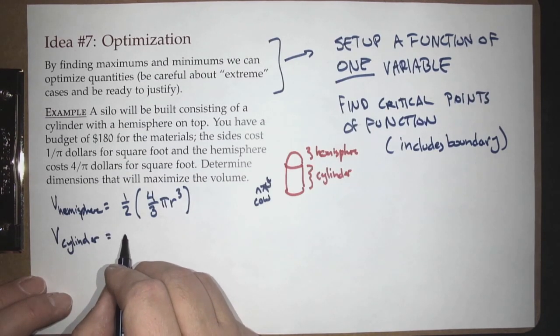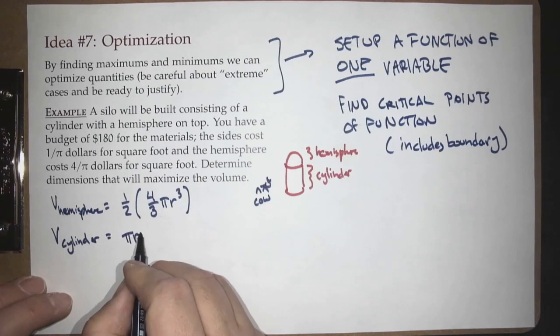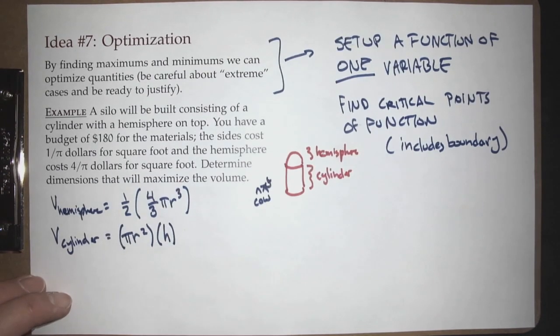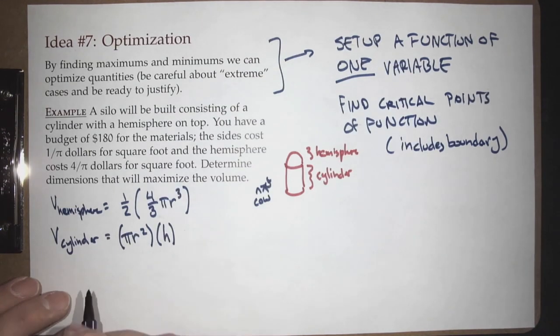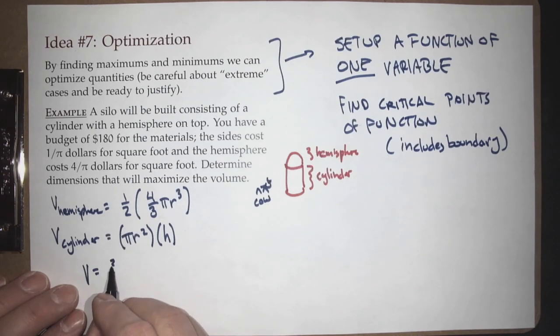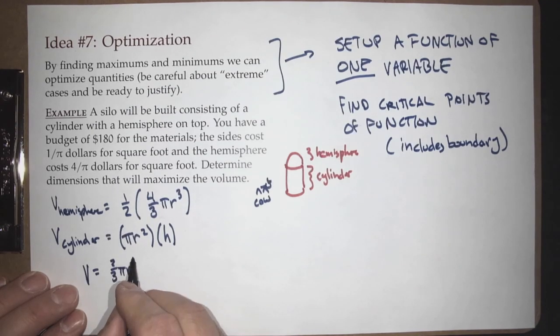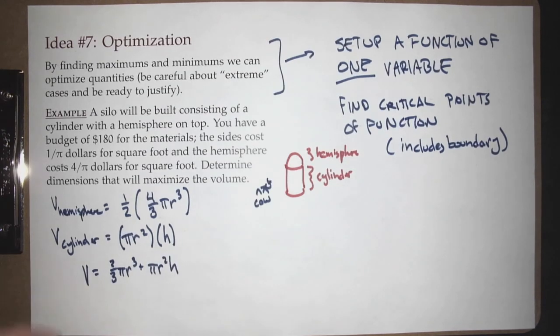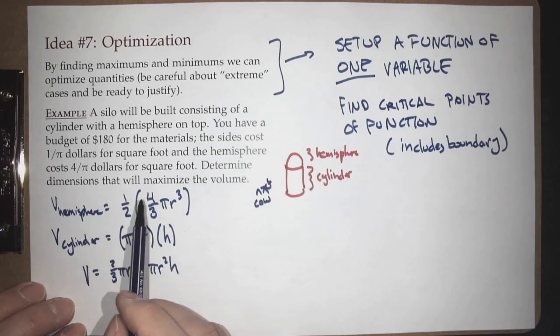It's the base, and the base of a cylinder is a circle times height. So pi r squared h. So our volume is, if we multiply this together, 2/3 pi r cubed plus pi r squared h. Now, that's the volume. What are we trying to maximize? We're trying to maximize volume.